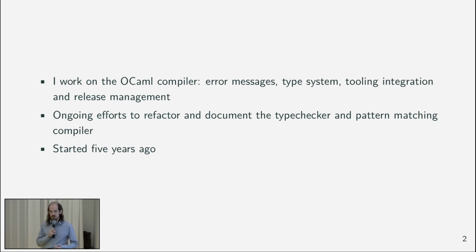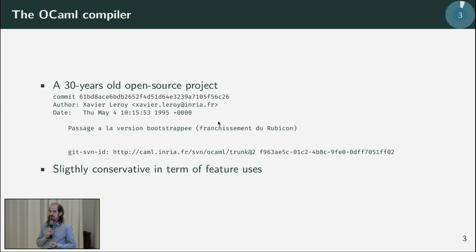There has been an ongoing effort to refactor and document the type checker and the pattern matching compiler inside the OCaml compiler since almost 5 years ago. And why is that an ongoing effort? Well, the OCaml compiler is, almost by definition, the oldest OCaml project that exists in the world. It is a 30 years old open source project. The first commit in the repository is a commit by Xavier Leroy, saying, well, we are switching to the bootstrap version of the OCaml compiler. Let's hope everything will go all right.